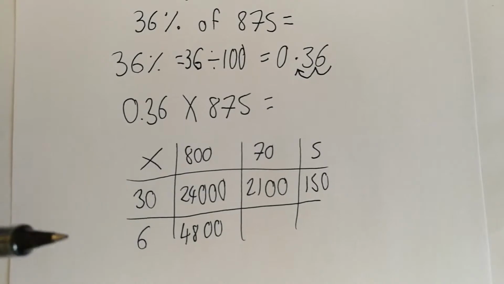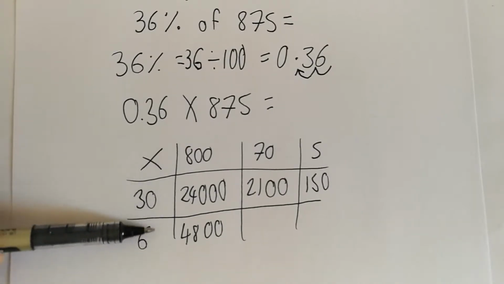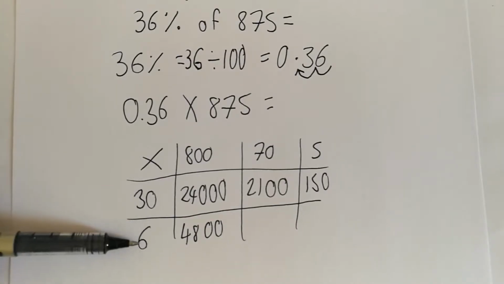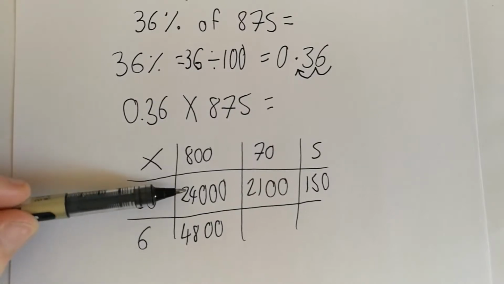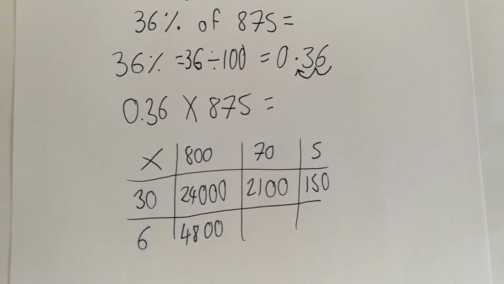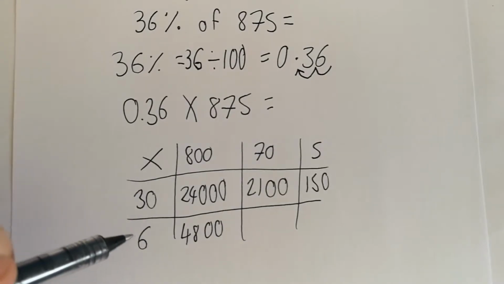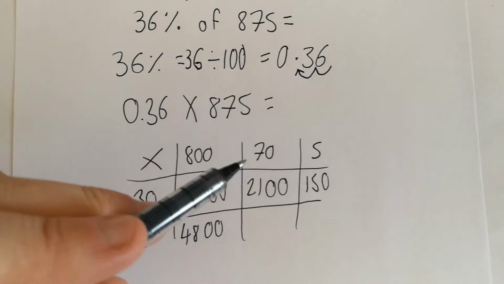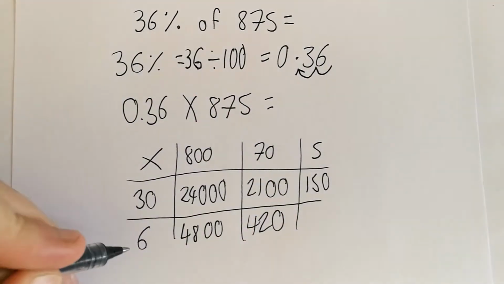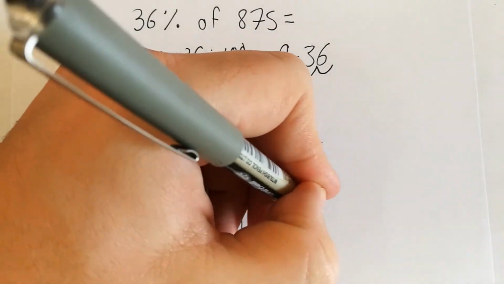And a little trick here: say you're not too sure on your 6s, but you're fine with your 3s. Well, 6 is just double 3. So what's 24 doubled? Well, 24 doubled is 48. That sometimes can be a little help. And if not, you can always write down your 6 times tables, or your 3s, or any times table you need. So we've got 6 times 7, which is 42, with an extra 0. And then 6 times 5 is 30.